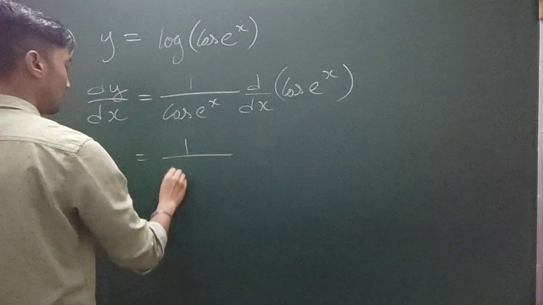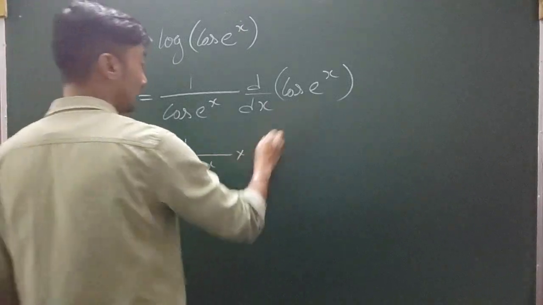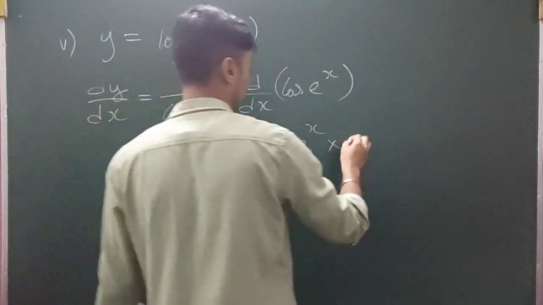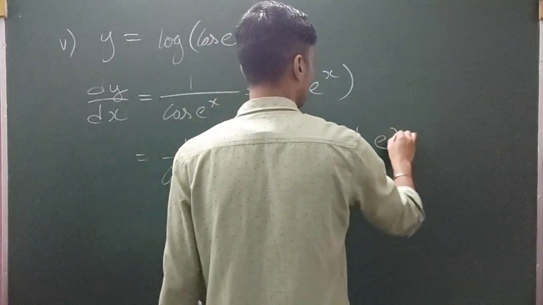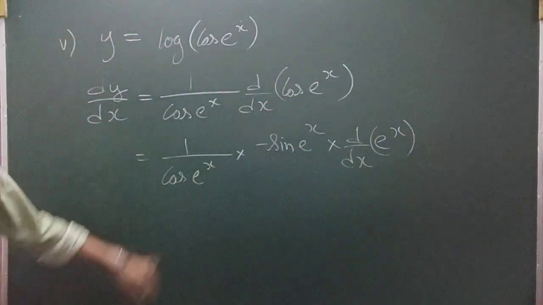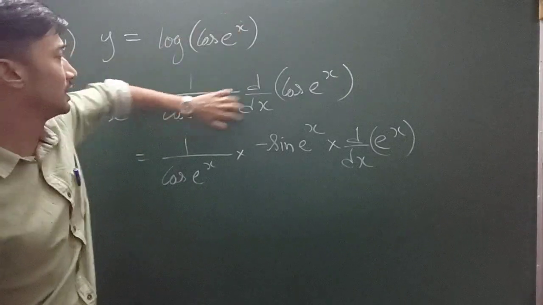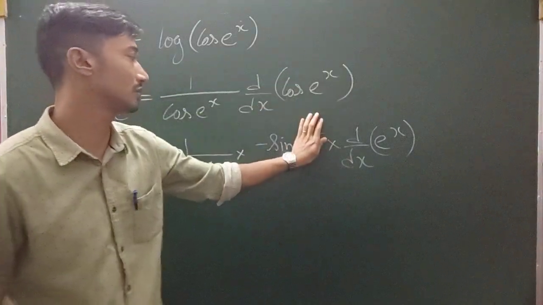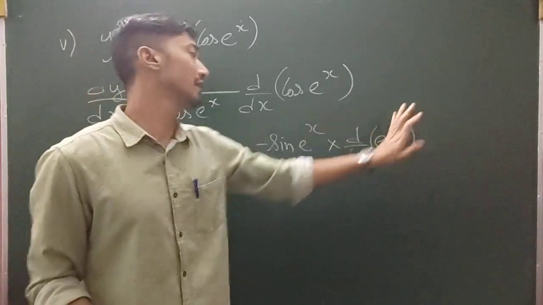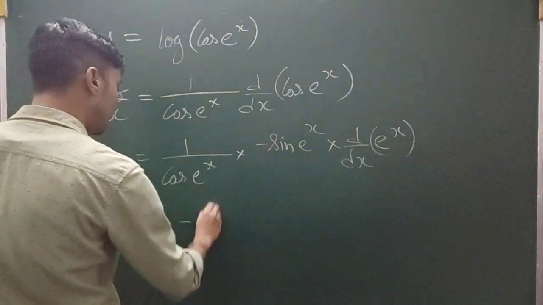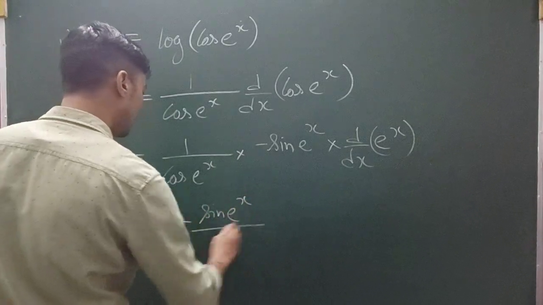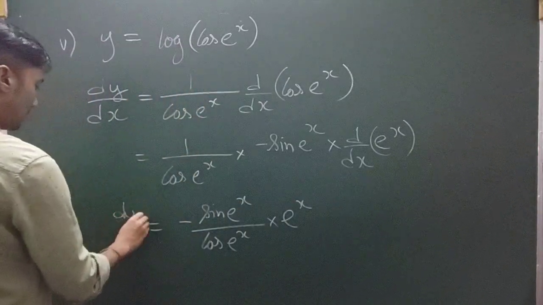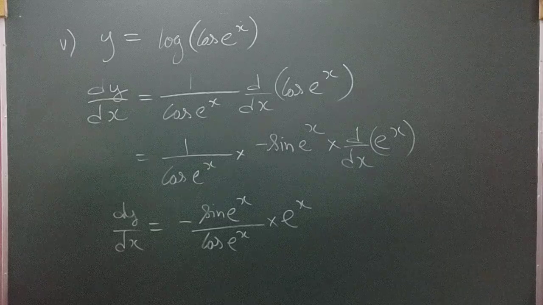Into, what is the derivative of cos x? Minus sin x, into the derivative of e power x. Derivative of log x is 1 by x. So differentiation of cos x is minus sin x. So this is the concept of chain rule, again the derivative of e power x. So that's going to be minus of sine of e power x upon cos of e power x into, of course, e power x. That is dy upon dx.